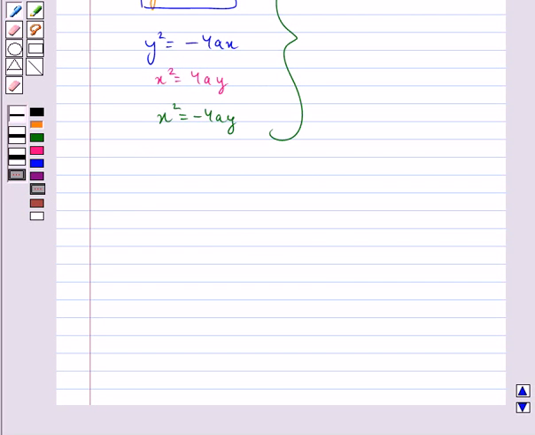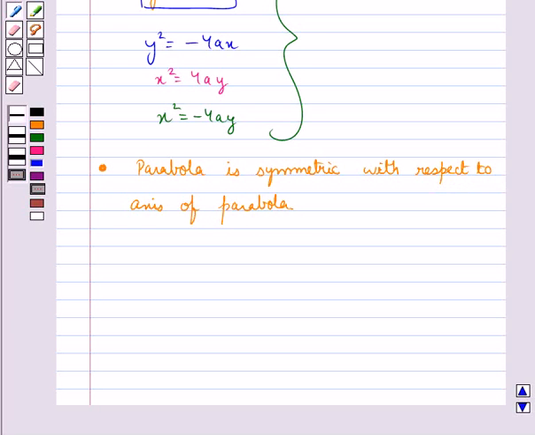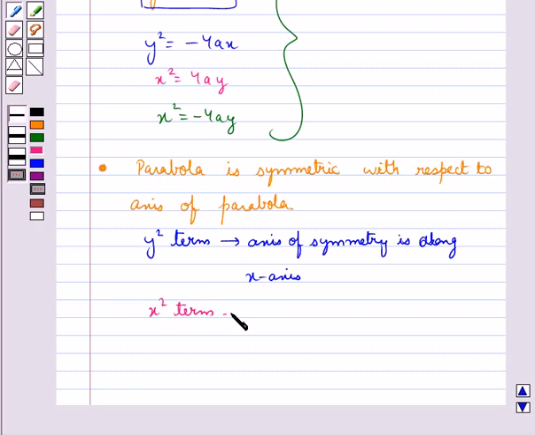From the standard equations of parabolas, we have following observations. The first one says that parabola is symmetric with respect to the axis of the parabola. That is, if the equation of the parabola has y squared term, then the axis of symmetry is along x axis, and if the equation of the parabola has x squared term in it, then the axis of symmetry is along y-axis.